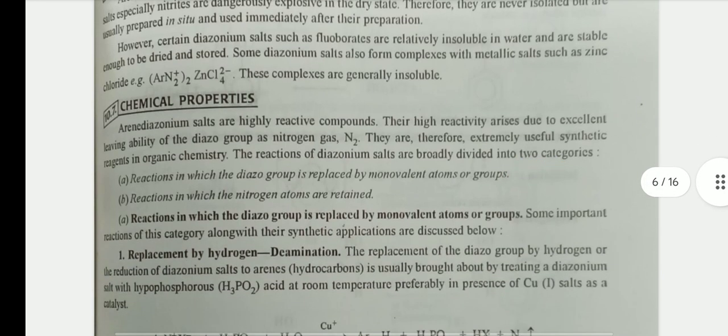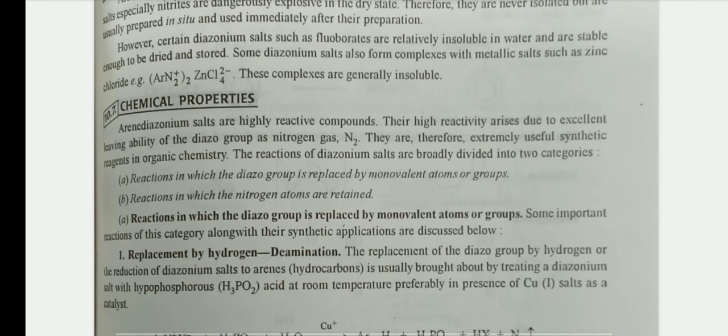Now we will read about chemical properties. Arene diazonium salts are highly reactive compounds. Their high reactivity arises due to the excellent leaving ability of the diazo group as nitrogen gas, N2. They are therefore extremely useful synthetic reagents in organic chemistry.